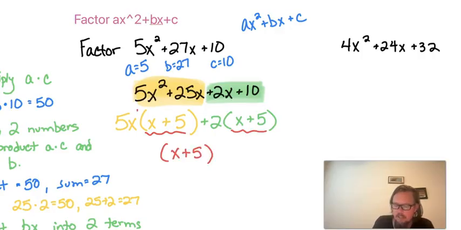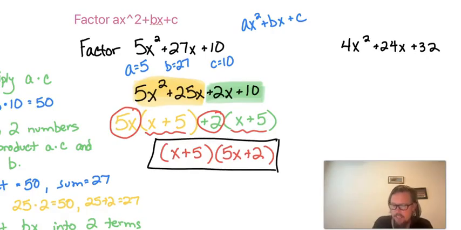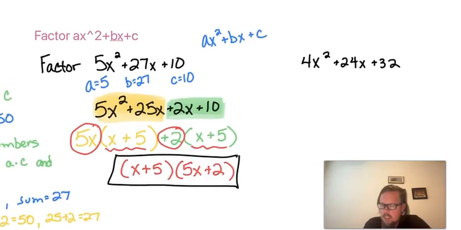And what do they have left over after we take out the x plus 5? 5x plus 2. So there's our solution, 5x plus 2, x plus 5. And that is our solution when we factor this completely, x plus 5 and 5x plus 2. Okay, let's look at this second one.